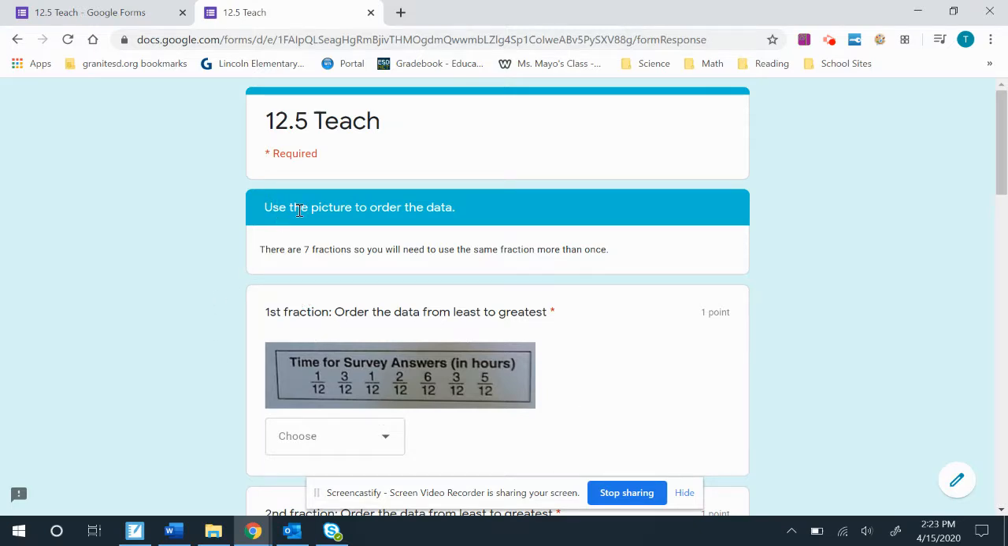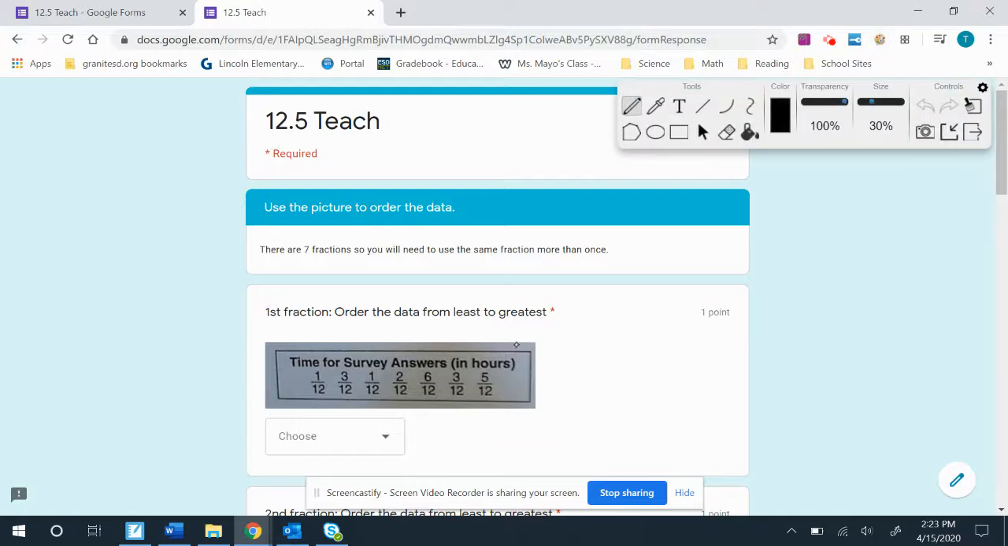And it says right here, use the picture to order the data. So what I want you to do is take a look at this picture, and right now on a piece of paper, I want you to order it from least to greatest. All right, let's see how you did. I'm going to do it off to the side using this web paint.